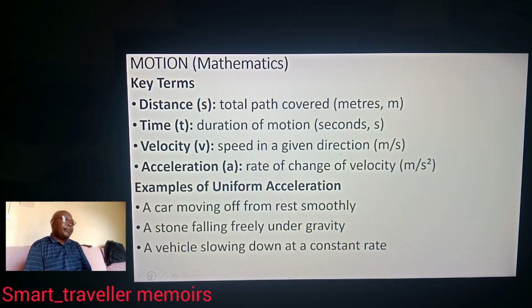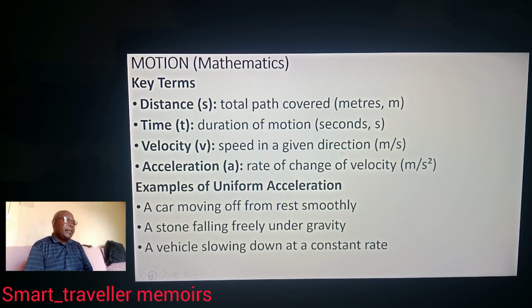Key terms. Distance, represented by S, total path covered in meters. Time, or T, duration of motion. Seconds are the units. Velocity, V, speed in a given direction, and the units are meters per second. Acceleration, A, rate of change of velocity, which is in meters per second squared as units.